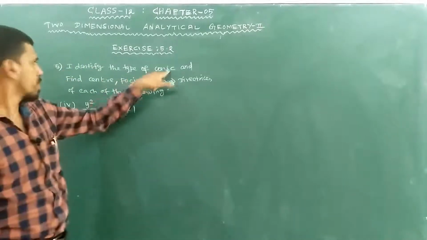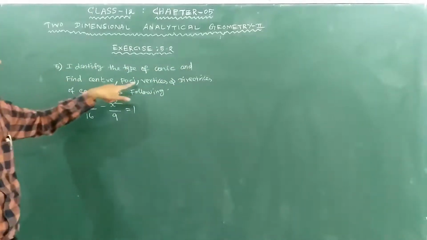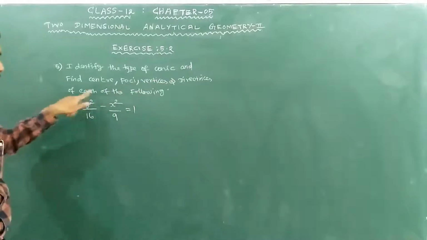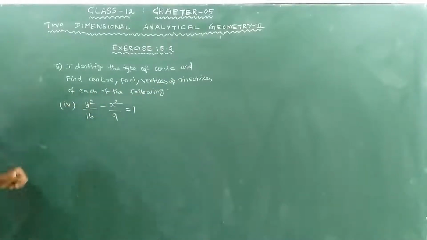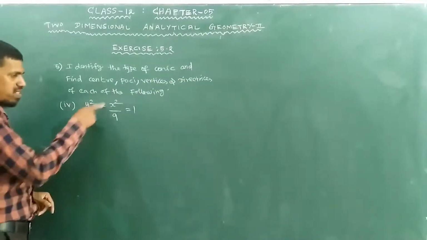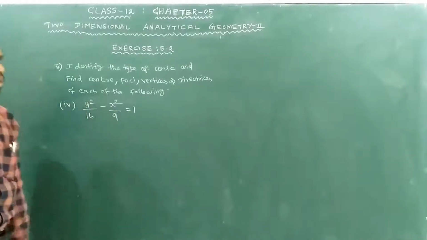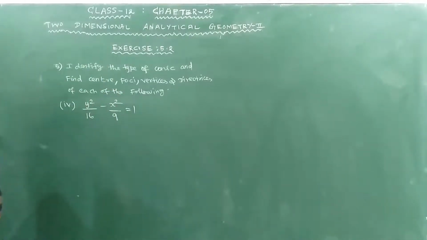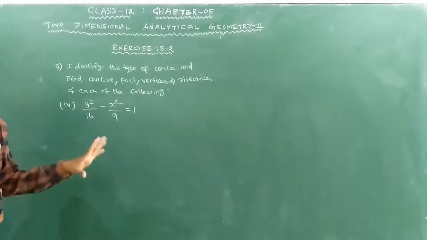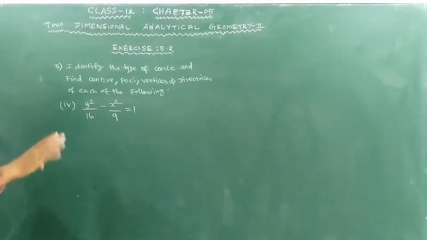Exercise 5.2, question number 5. Identify the type of conic and find the center, vertices, and directrices of each of the following. Subdivision 4: y square divided by 16 minus x square divided by 9 equal to 1. First, we find the type: circle, ellipse, hyperbola, or parabola.